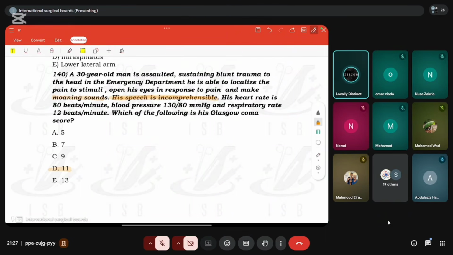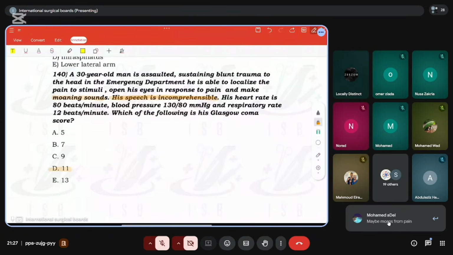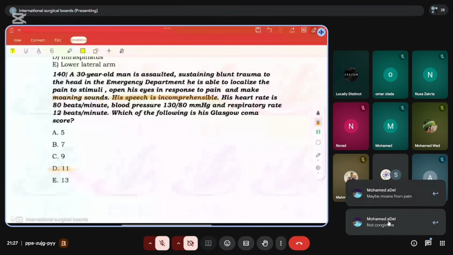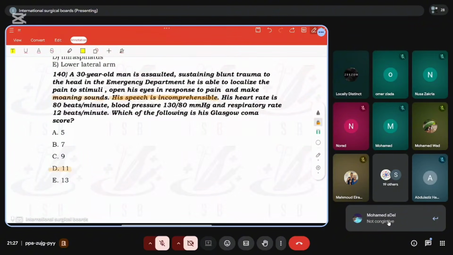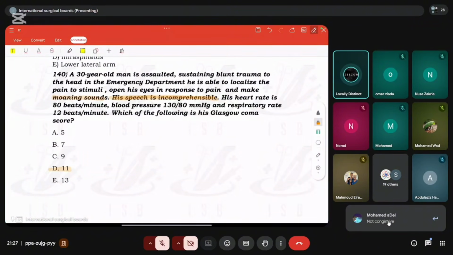Maybe if you add a couple of moaning sounds, it turns into an incomprehensible speech. So it's still just moaning sounds. Okay, so it's still 9 then. If you want to answer it based on that logic, you can give it a 9. It would make sense.